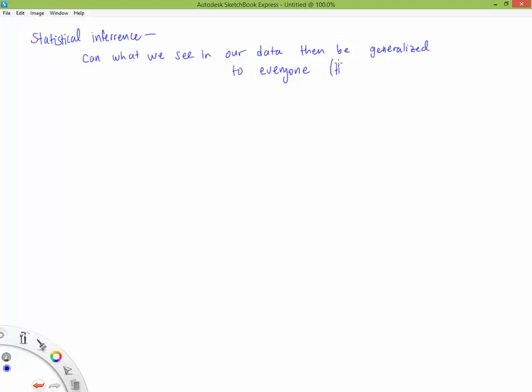All right. Okay. So what we want to do, the idea is we're approaching this idea of statistical inference. And the idea is, what we see in our data, can that then be generalized to everybody? So if we see something in our data, can that then be generalized to everybody? And everybody, the technical term is called the population, okay?